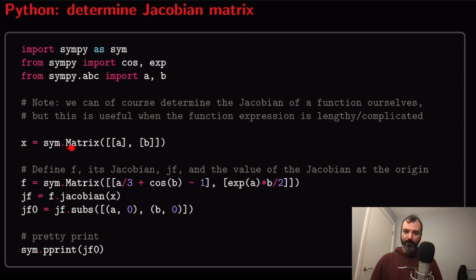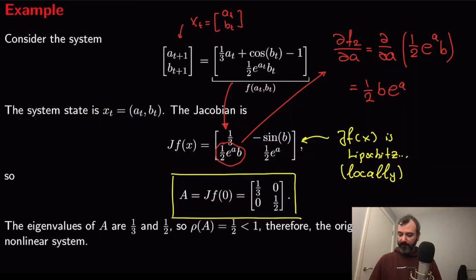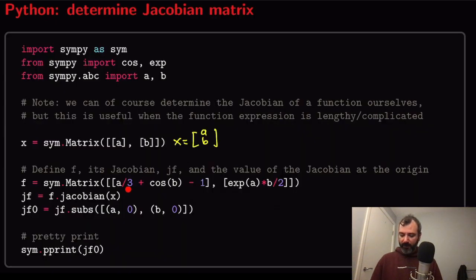Define x to be the vector ab. So here I have actually written x equals ab, just that. F is, I have just copied from here. This is my f. I have copied this function into Python. A times 1/3 plus cosine of b minus 1. And the second element is 1/2 exponential of a times b.